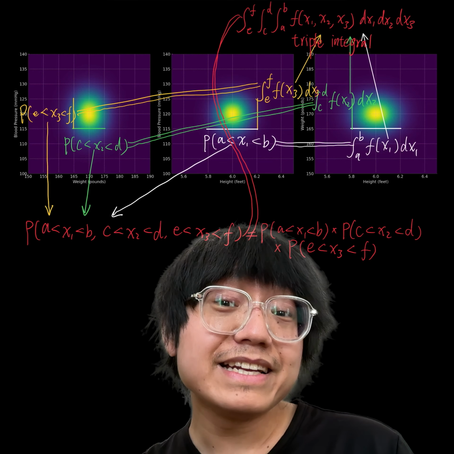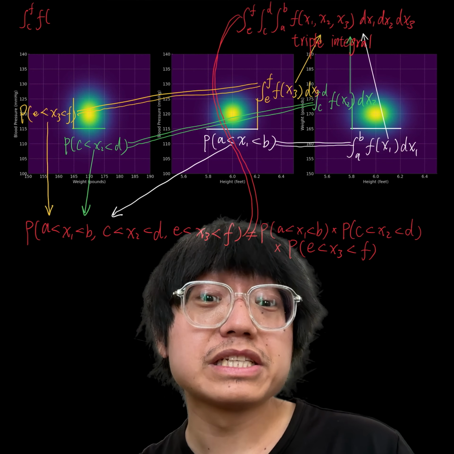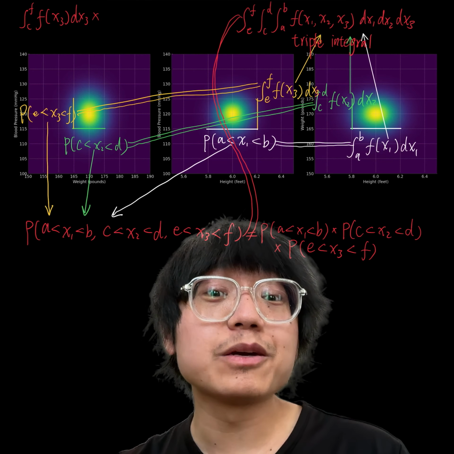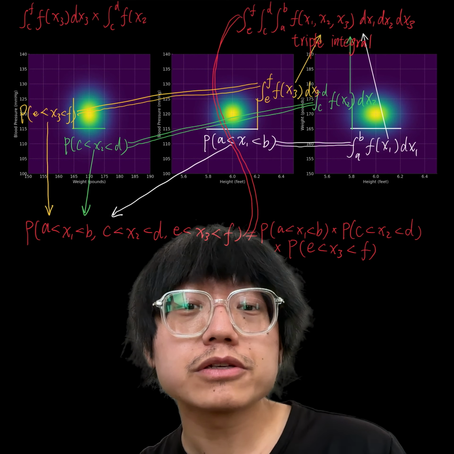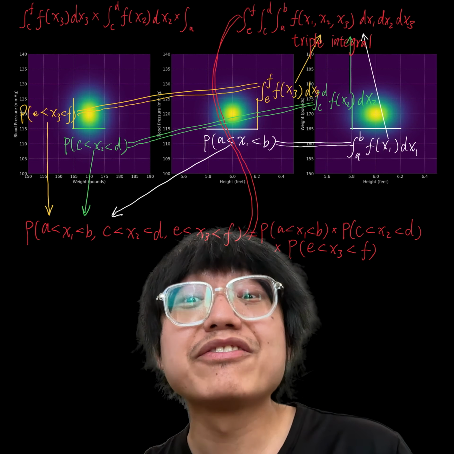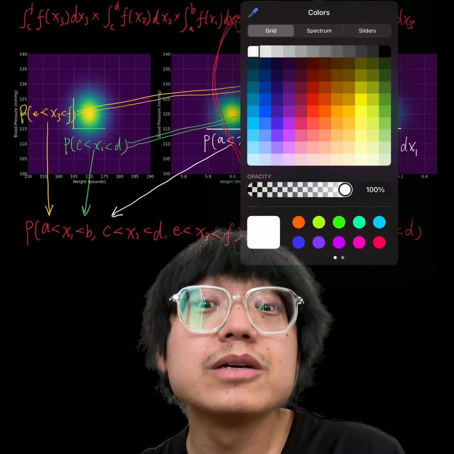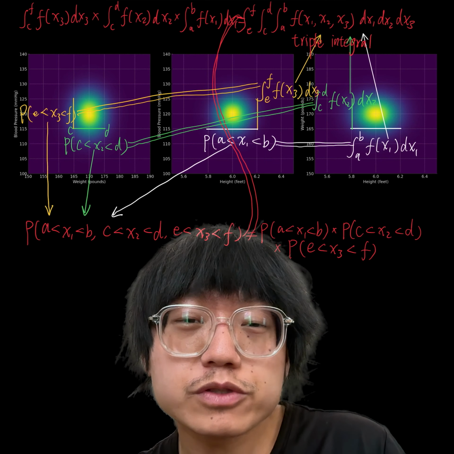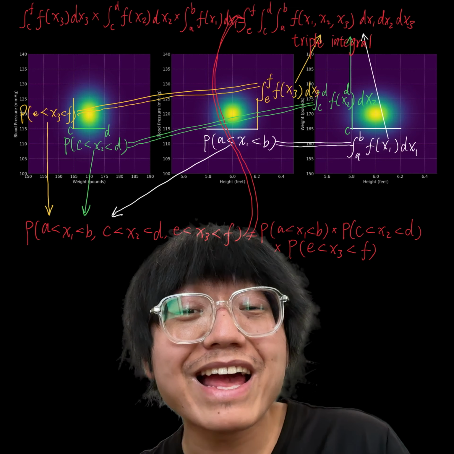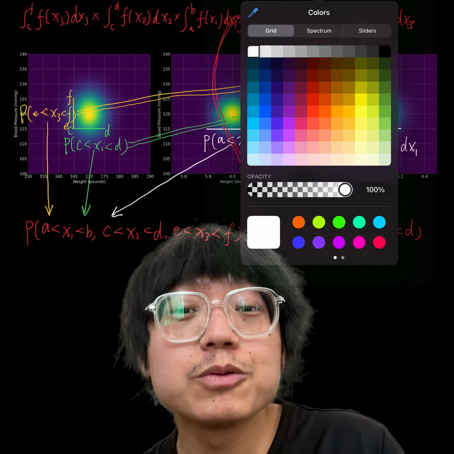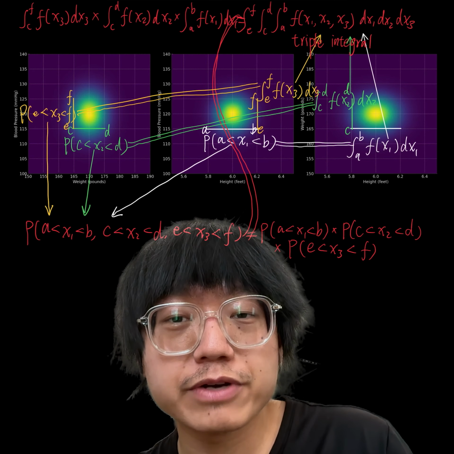simultaneously. It integrates the density over the box, which is defined by A to B in height, C to D in weight, and E to F in blood pressure. So this integration process effectively sums all the tiny probabilities contained within these multidimensional intervals, giving a measure of how likely it is to find a subject within these specific parameter ranges.